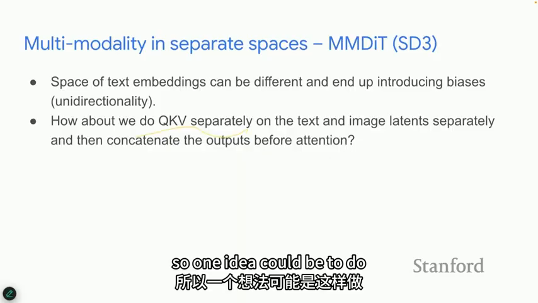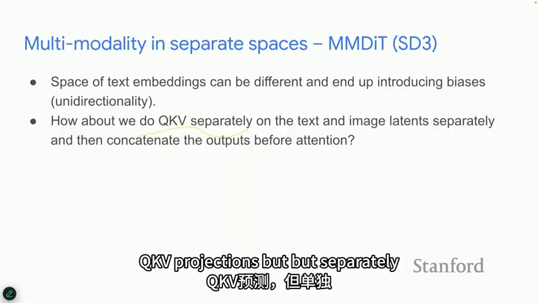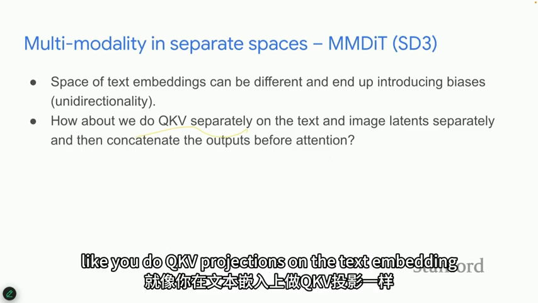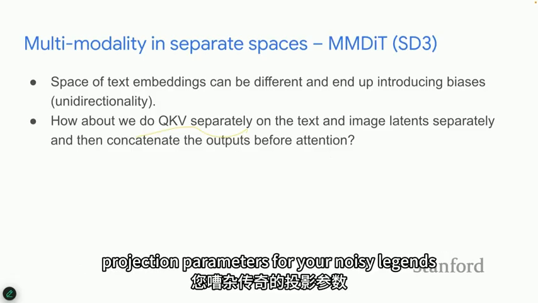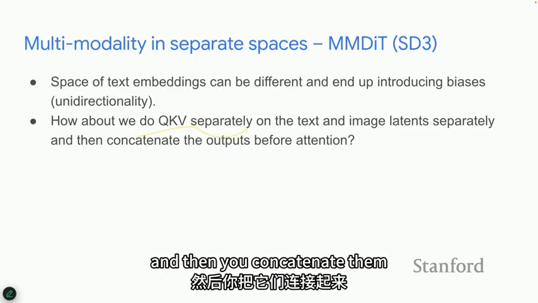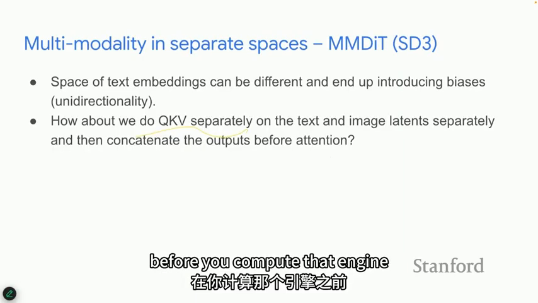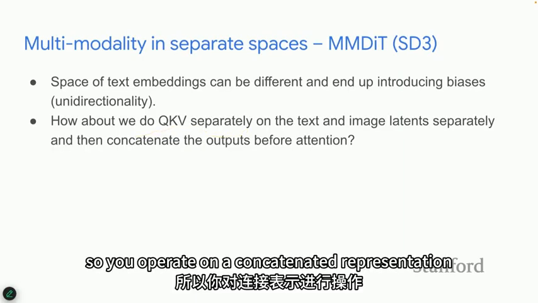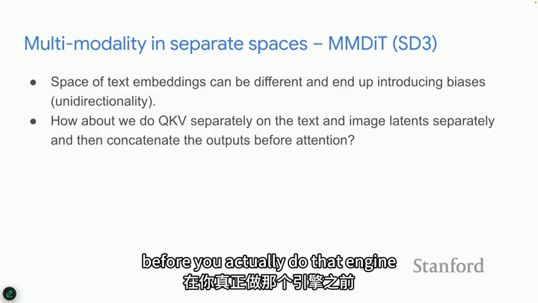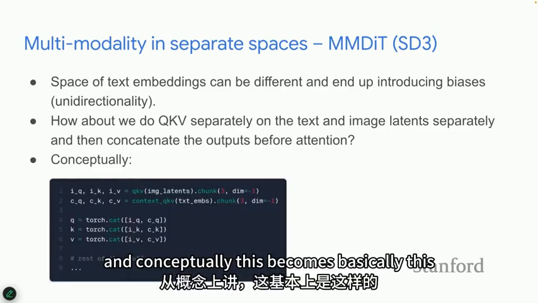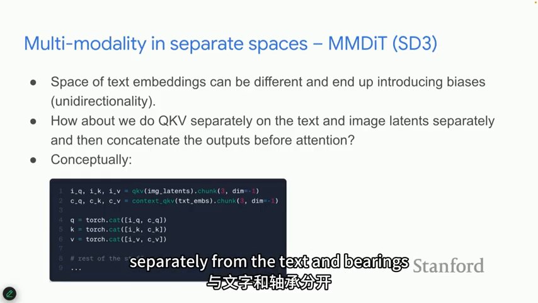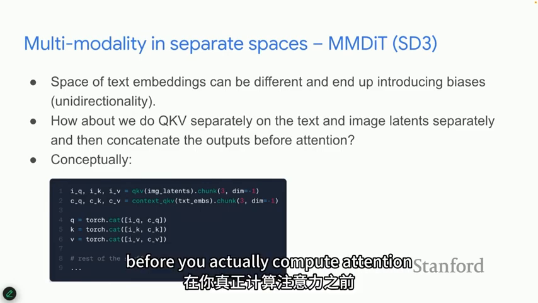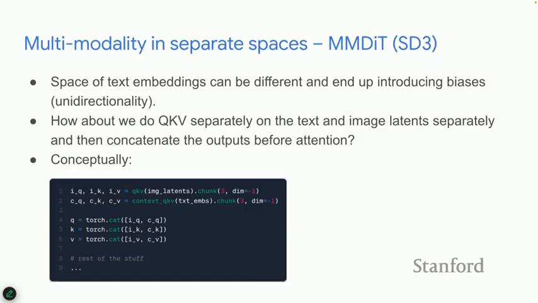So one idea could be to do QKV projections, but separately. You do QKV projections on the text embeddings, and you also maintain another set of QKV projection parameters for your noisy latents. And then you concatenate them before you compute the attention. So you operate on a concatenated representation before you actually do the attention. And conceptually, this becomes basically this. You project your QKV on your image latents separately from the text embeddings, and you concatenate them before you actually compute attention. So this is basically it.